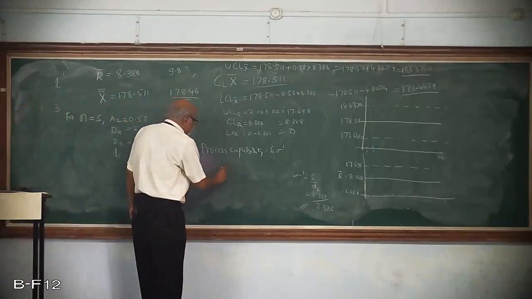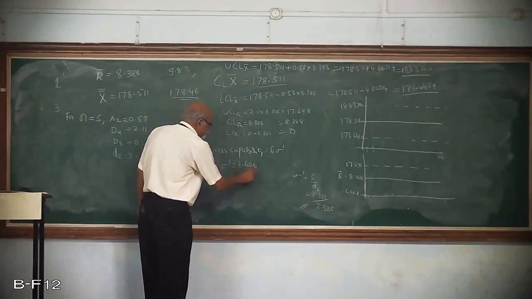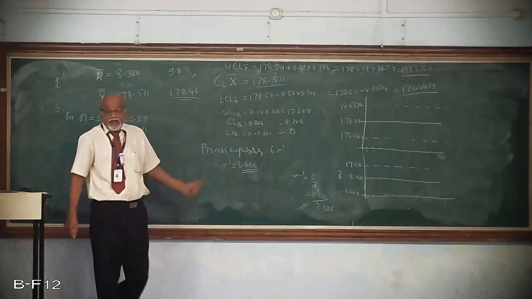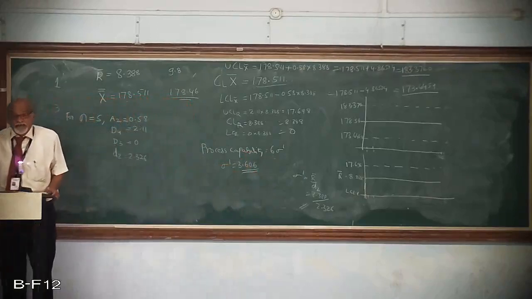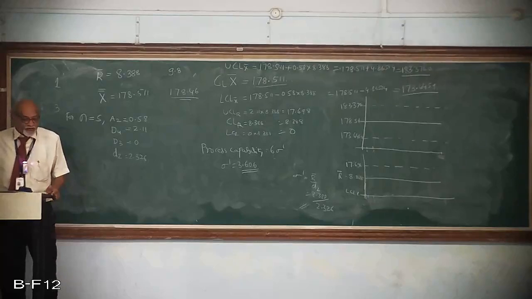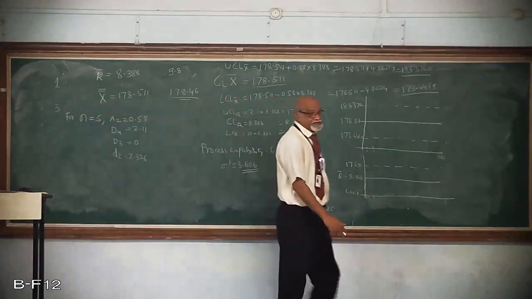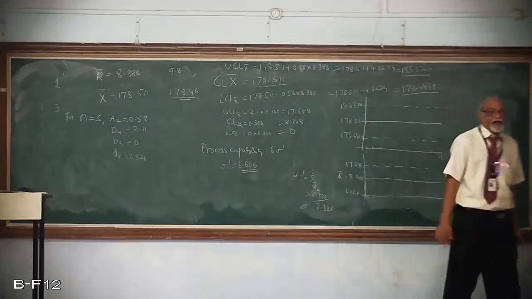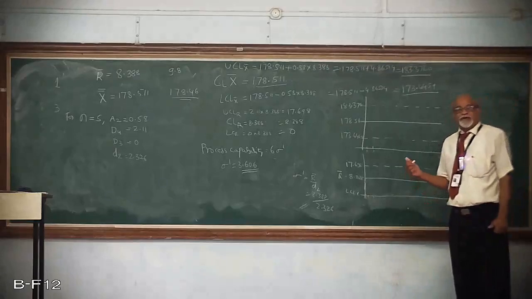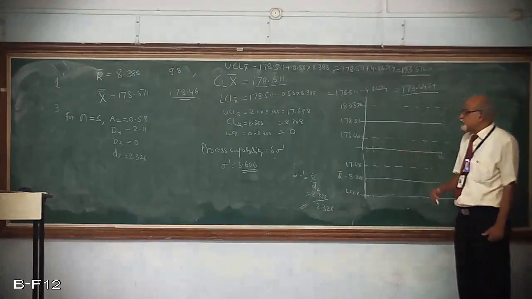So, sigma prime works out to be 3.606. Why should we find out this sigma prime? Because in this class, I want to discuss something about process capability and its analysis, which is going to form a part of the syllabus of this particular unit, process capability analysis. So, I am taking this example itself to teach you about process capability.